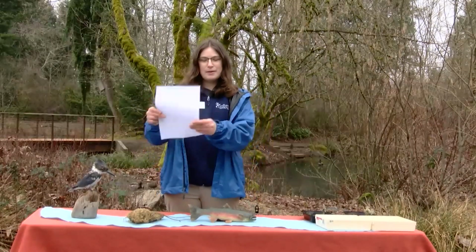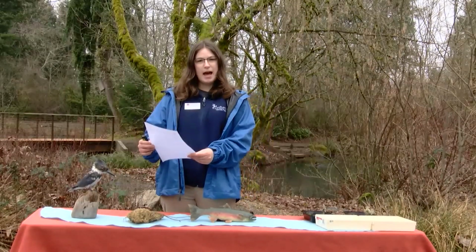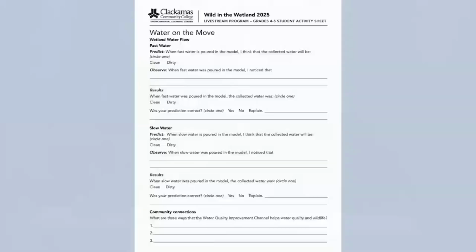We also have an activity sheet, and you may have one in front of you. At the top, the title of the sheet today is Water on the Move, but the title of our episode is Water Flow Through the Watershed. The first activity is called Wetland Water Flow, and it's split into two parts, because this part of the activity sheet goes with our experiment later today. Fast water is the first part and slow water is the second part.